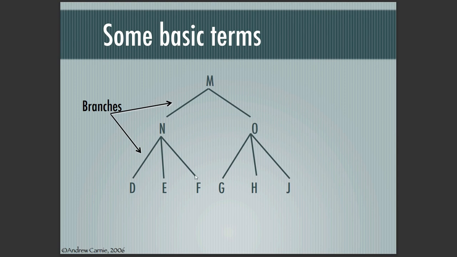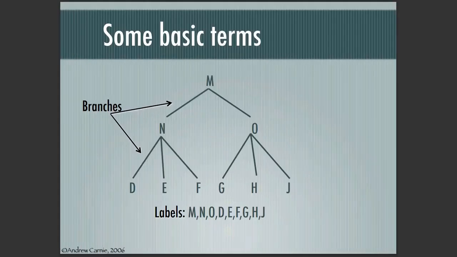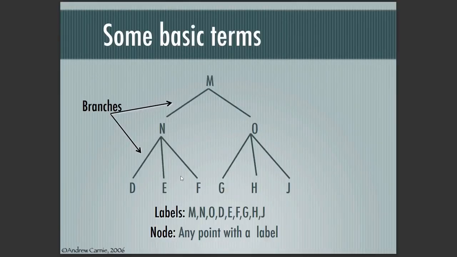The letters like M, N, O, D, E, F, G, H are called labels, and sometimes we call them nodes. So M is a node, N is a node, E is a node, H is a node. And these nodes are connected with branches, which are the lines that connect these nodes with each other.